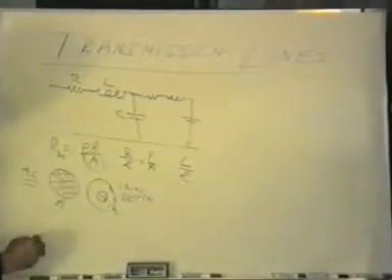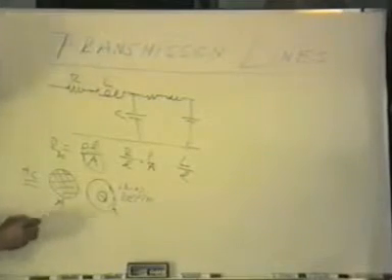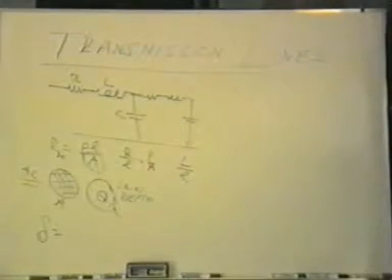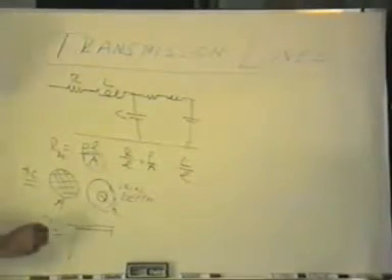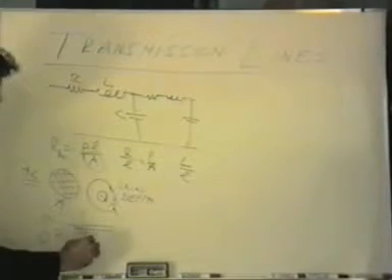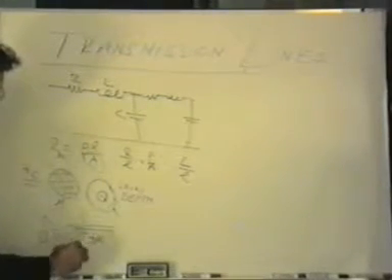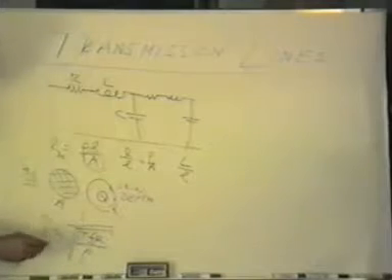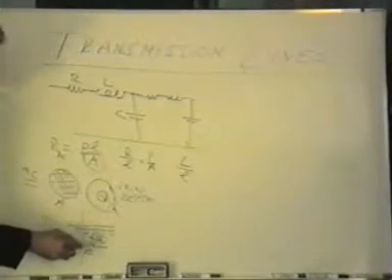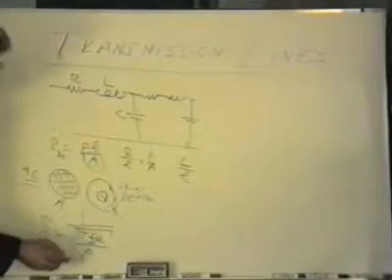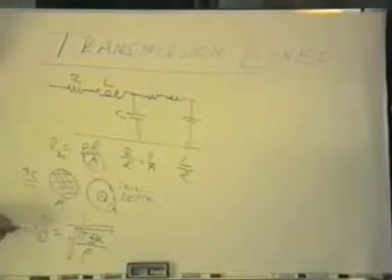Skin depth, S-K-I-N D-E-P-T-H, is given by a simple formula: delta is equal to 1 over the square root of pi times F times mu divided by rho. Pi we're familiar with, F is the frequency, mu is the permeability of the conductor, and rho is the resistivity.